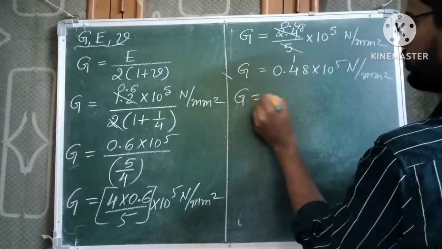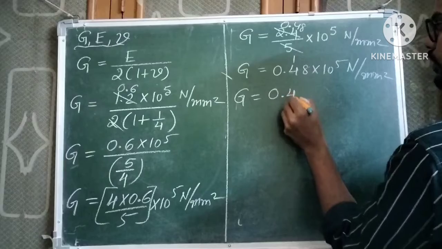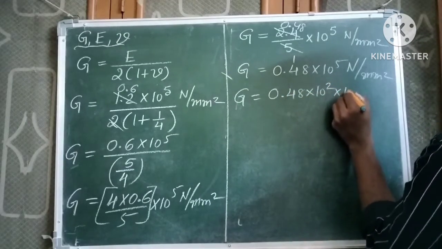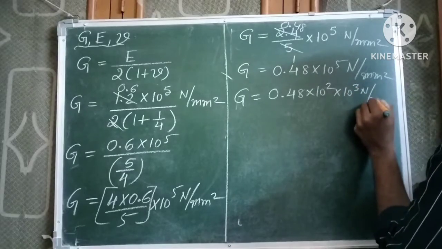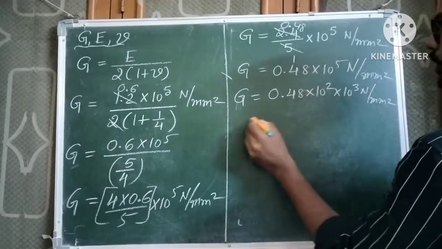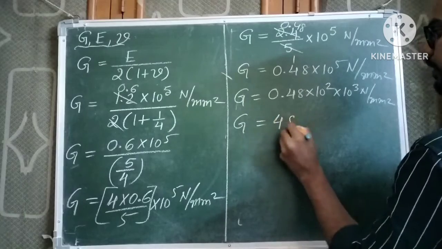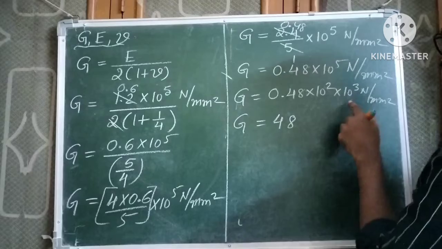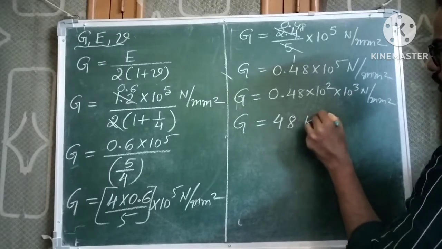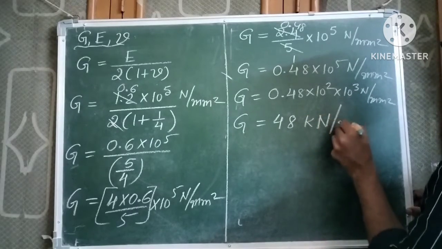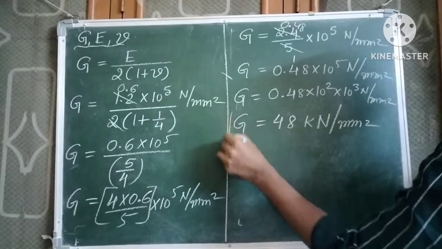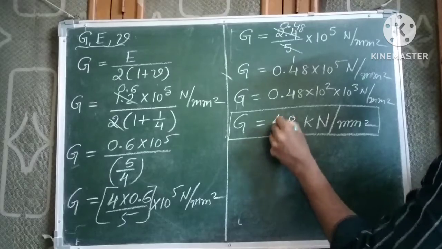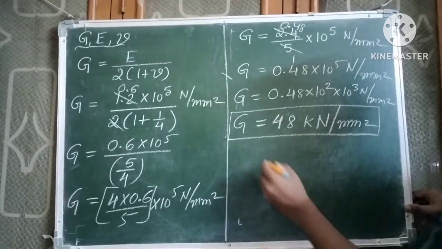So G is equal to 0.48 into 10 power 5, which can be written as 10 square into 10 cube Newton per mm square. 0.48 into 10 square, you will get 48. 10 cube Newton means 1 kilonewton is equal to 10 cube Newton. Kilo means 10 cube. So 48 kilonewton per mm square. Therefore, shear modulus or modulus of rigidity is equal to 48 kilonewton per mm square.